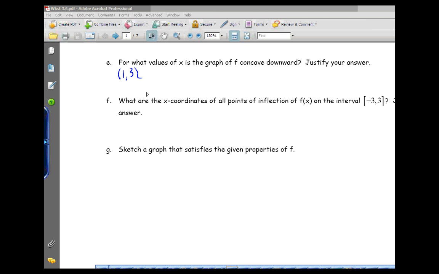Okay, so for what values of x is the graph of f concave down, then I'm looking for where f double prime is negative, so that's between 1 and 3, because f double prime of x is less than 0. All right, f is the challenging one in my opinion. What are the x coordinates of all the points of inflection on f of x between the interval from negative 3 to 3? Justify your answer.